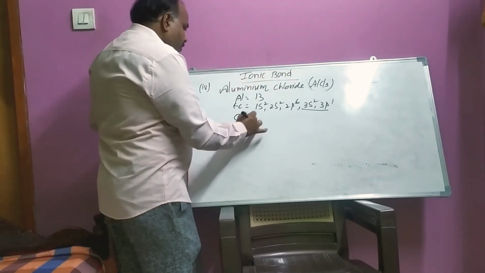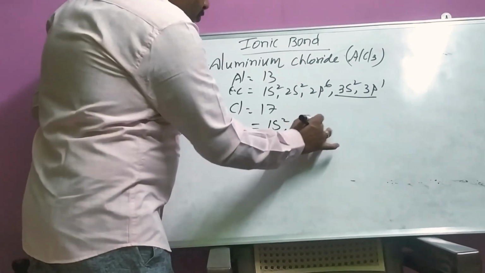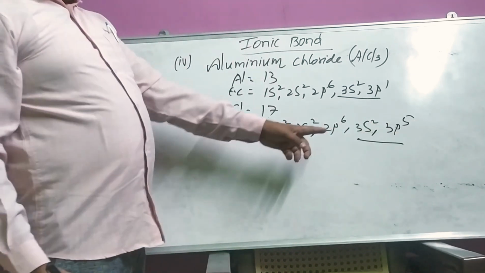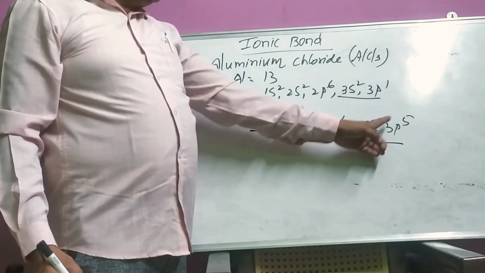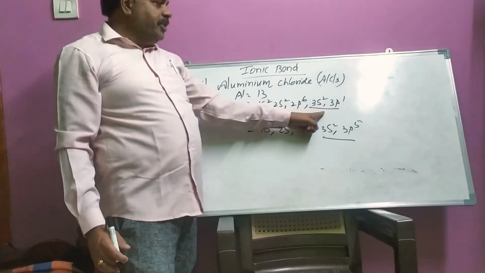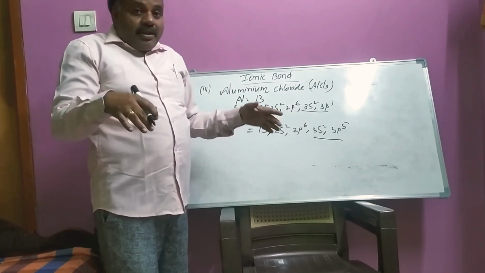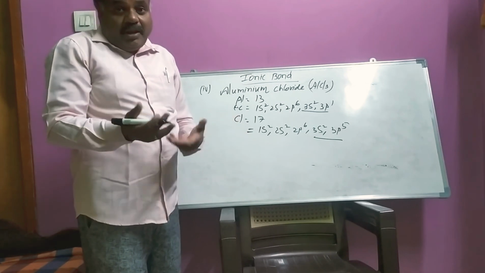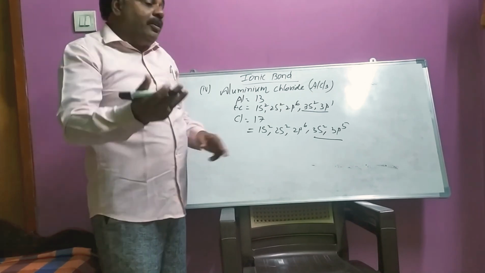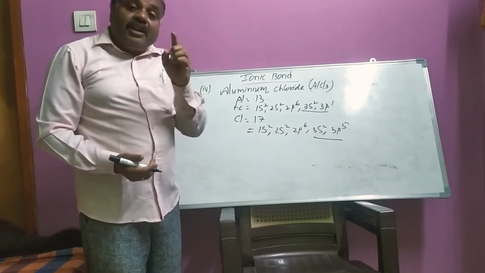Next, chlorine, we know its atomic number is 17. Electronic configuration is 1s2, 2s2, 2p6, 3s2, 3p5. In outermost orbit of chlorine atom, there are 7 electrons. It requires 1 electron. Look here, for aluminium, 3 electrons are there. It requires 5 more electrons. So it can't get 5 electrons from any other source. That's why aluminium is ready to transfer these 3 electrons. At the same time, chlorine atom requires 1 electron.